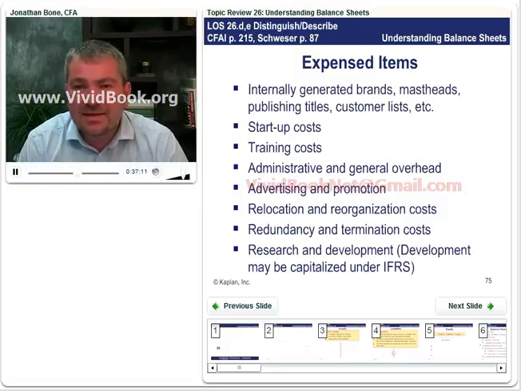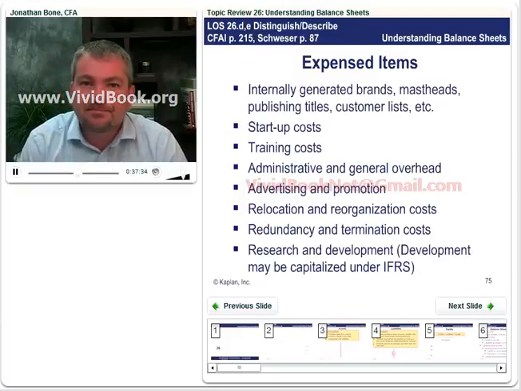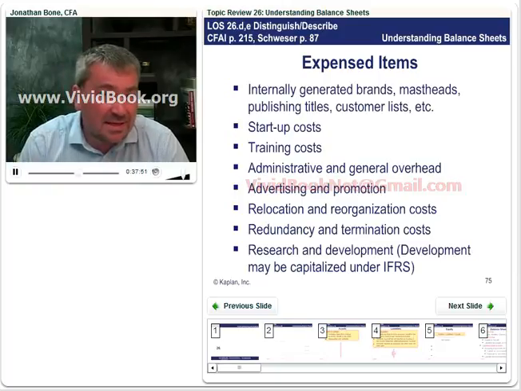Administrative and general overheads, well, these are to do with the day-to-day running of the company, and therefore they have to go through the income statement. They don't lead to higher future earnings. My wages are a good example of that. Kaplan paying my wages does not lead to higher future earnings. Why? Because if they stop paying me my wages, I wouldn't turn up. They're paying me for past service, essentially, not future service. Advertising and promotion typically has to be expensed, remember, with the exception of that direct response advertising. Relocation and reorganization costs, again, hard to prove that they lead to higher future earnings. Redundancy and termination costs, again, how does it lead to higher future earnings?